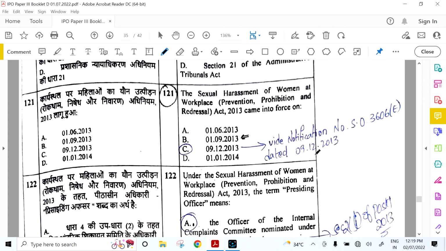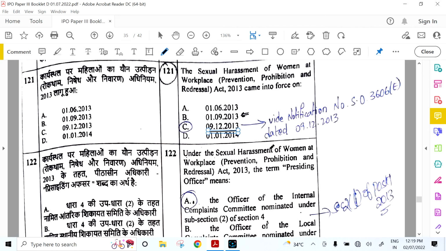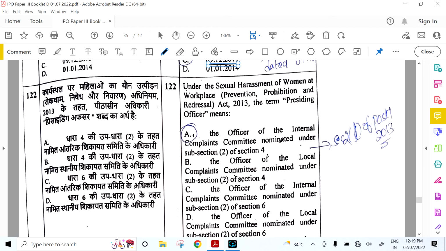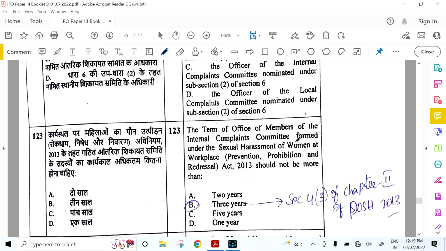The Sexual Harassment of Women at Workplace (Prevention, Prohibition and Redressal) Act 2013 came into force on 9/12/2013 by notification S.O. 3606(E) dated 9/12/2013. Under the Sexual Harassment of Women at Workplace Act 2013, the term Presiding Officer means the officer of the Internal Complaints Committee nominated under sub-section 2 of section 4.